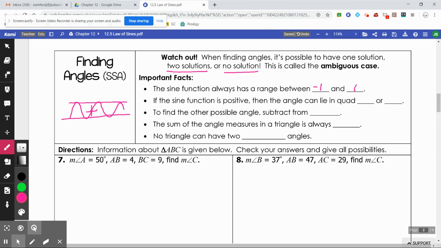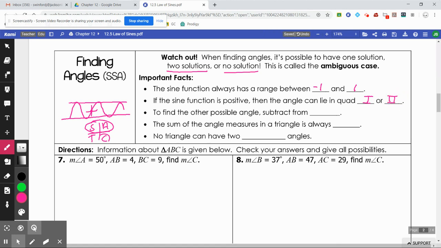If the sine function is positive, now let's go to this. All students take calculus. In the first quadrant, everything's positive. In the second quadrant, sine is positive. In the third quadrant, tangent's positive. And in the fourth quadrant, cosine is positive. So if sine is positive, it could be either in quadrant 1 or it could be in quadrant 2.